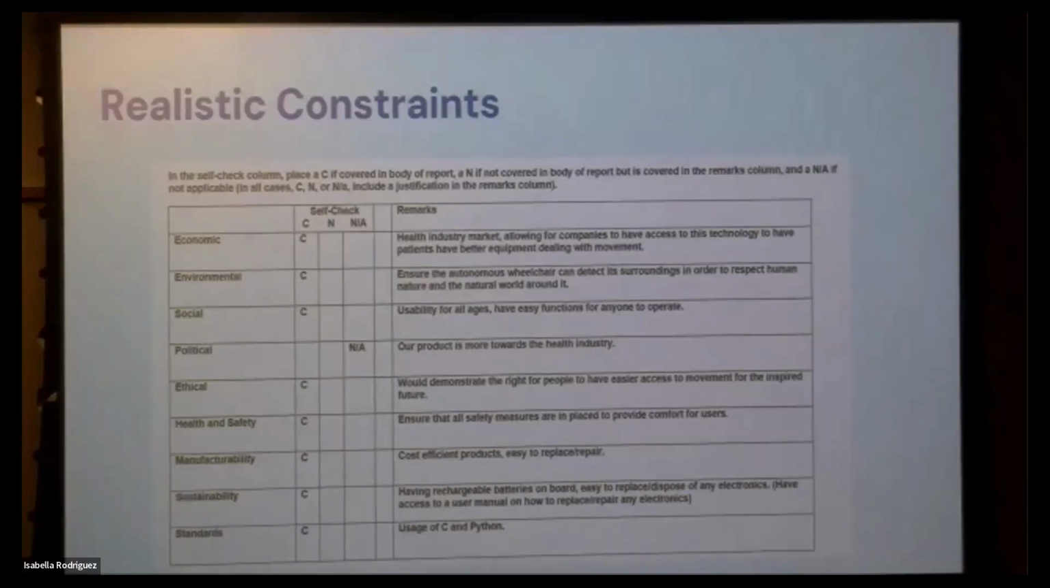It's not going to be a prototype at the end. It's going to be, hopefully, if this project continues, an actual person sitting here. So ensuring that safety measures are in place is very important for us, and especially for the customer as well.